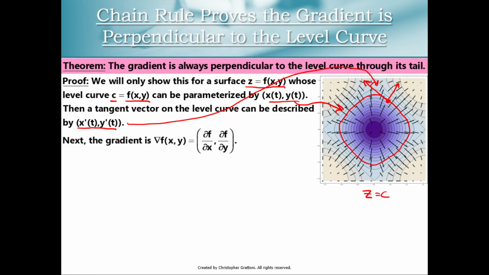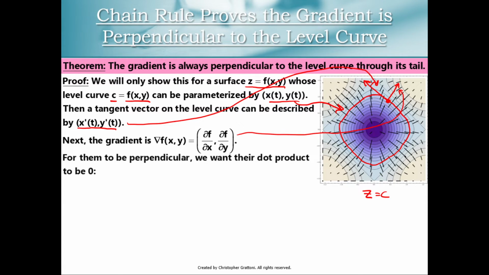And then our gradient vector is df dx, comma df dy, right here. And, well, we want them to be perpendicular. We want these two vectors to be perpendicular. You guys already know a condition for proving two vectors perpendicular, and that is if their dot product is 0, that means that they're perpendicular to each other. So we want df dx, comma df dy dotted with x prime of t, y prime of t to equal 0. We want gradient dot tangent to equal 0.